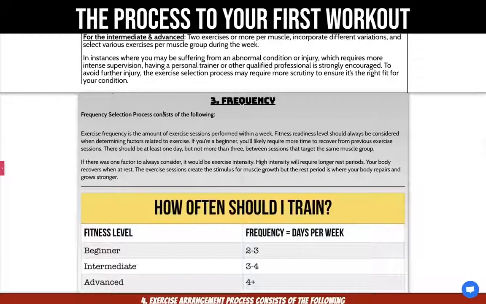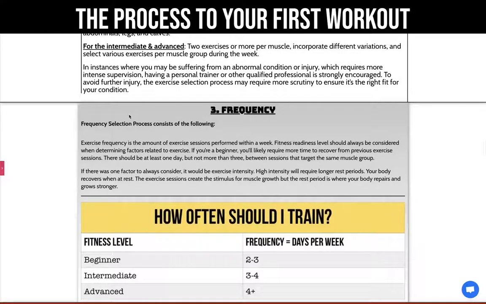Now we're going to end here with frequency. So the frequency selection process consists of the following. Exercise frequency is the amount of exercise sessions performed within a week. So if you're asking, I don't know how many times I should work out, listen to this. Remember, I said remember your fitness level, your physical readiness level. This is why it's important that you remember that. Fitness readiness level should always be considered when determining factors related to exercise.